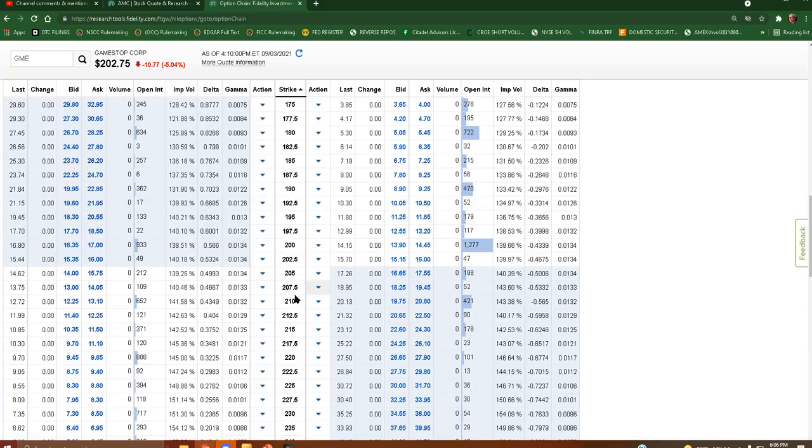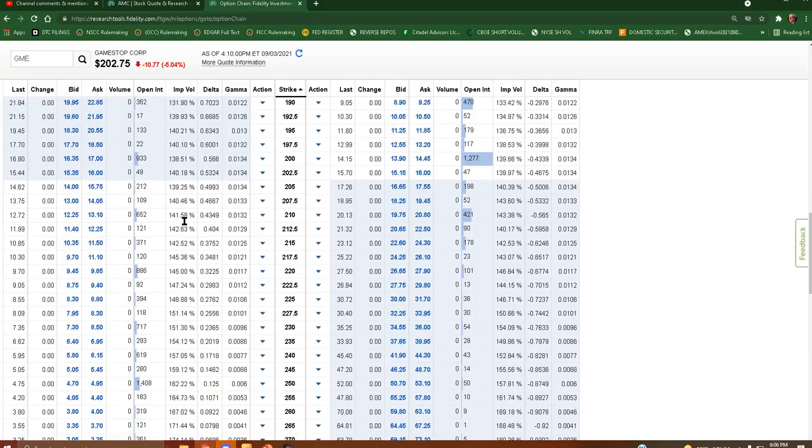Nice to see some support here, though, and not much resistance. For example, the first equivalent level of contracts we get from the call side isn't until 250. So, not bad. We'll have to see what happens.